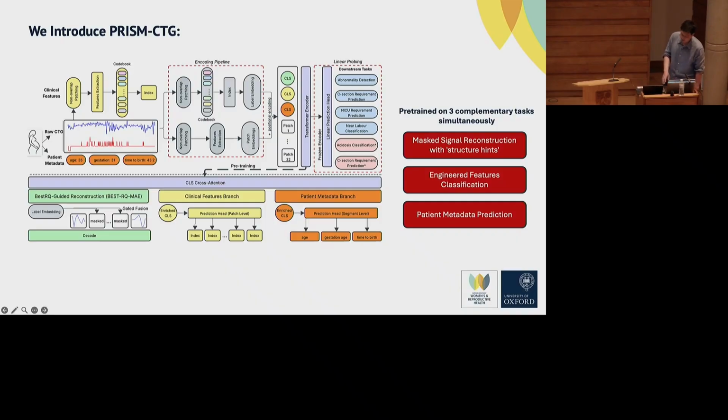So to sharpen the learning process, we give each task its own class token, which allows them to share information through cross-attention. So the tasks can help one another during training. For example, when reconstructing a masked portion of the trace, knowing the clinical features and patient details helps the model reconstruct the signal more accurately. So together, all three tasks encode the necessary information needed to learn a general representation of CTG.